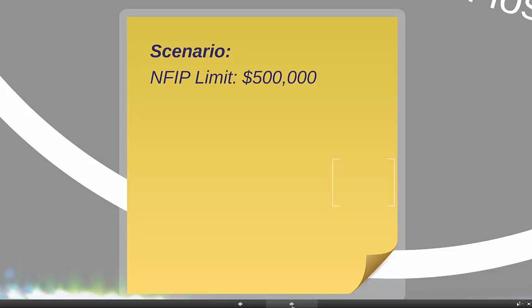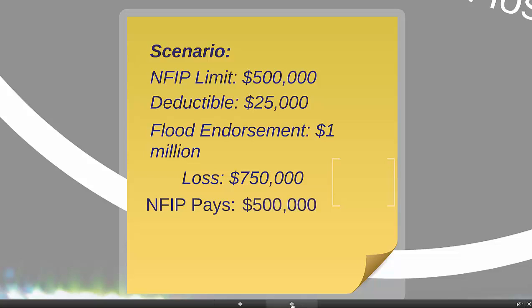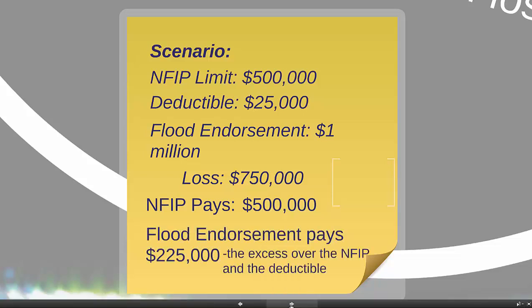Let's look at a typical scenario. Let's assume that the NFIP limit is $500,000, which is the maximum limit available. The insured purchases an ISO flood endorsement for $1 million. A loss occurs for $750,000. The NFIP will pay the $500,000, ignoring any NFIP deductible. The flood endorsement pays $225,000, which is the excess over the NFIP and the deductible. Let's look at this a little more closely.